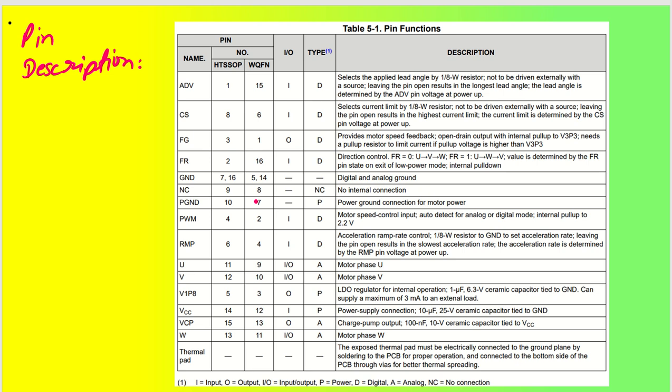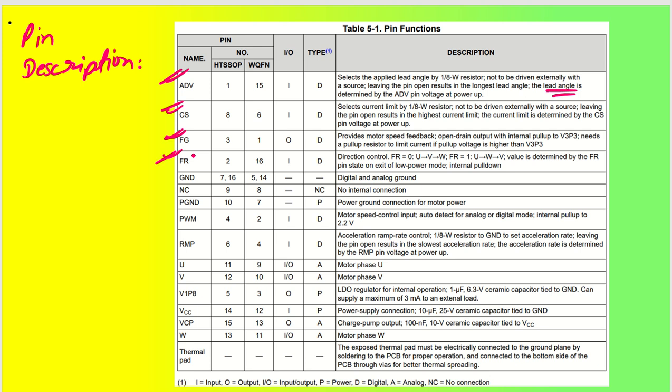If you talk about pin configuration, this is my ADV pin, that is nothing but your acceleration profile, sorry, it is the lead angle pin. Lead angle will be set by 1/8 watt resistors. Then we have the CS pin, that is your current sense pin. So the current limit, how much you want to set, you can set it through this particular CS pin. We have the FG pin, which is going to give you the speed feedback.